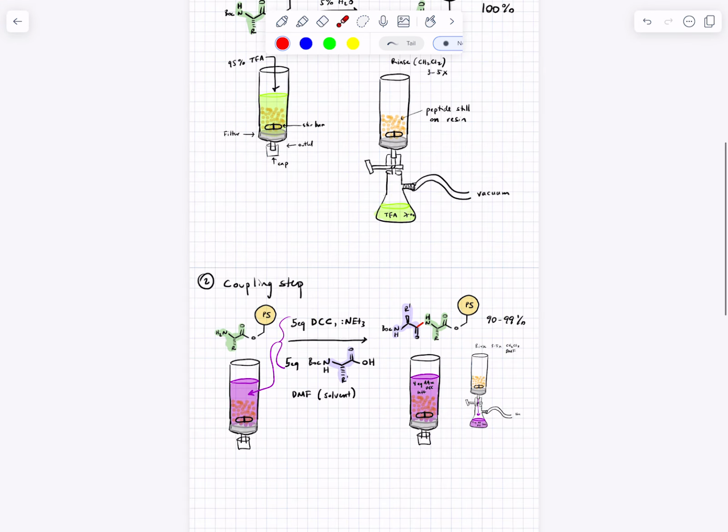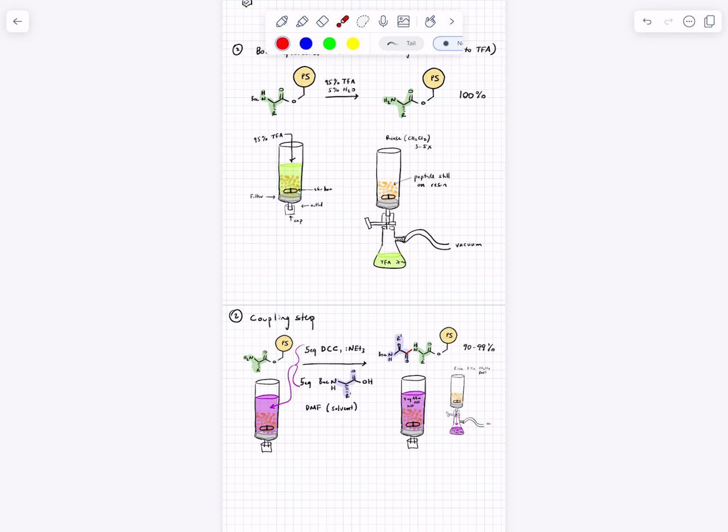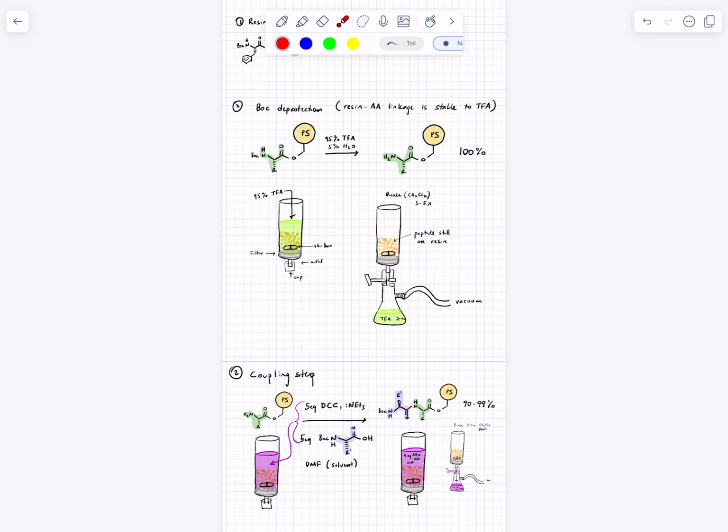So that's a deprotection step followed by a coupling step. Overall, those 2 steps removed Boc and put on the next amino acid. And so for every amino acid that you want to add to a growing peptide chain, it takes a coupling step and a deprotection step. And from that point on, it's pretty easy and even boring.